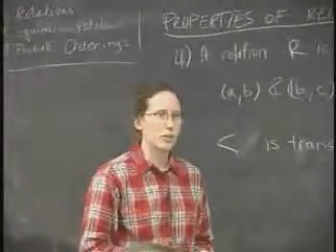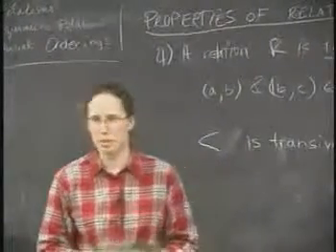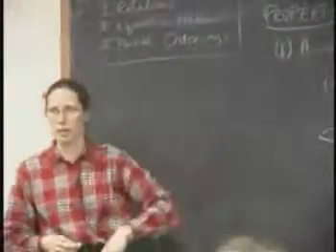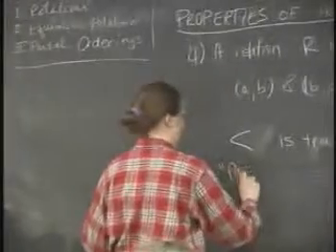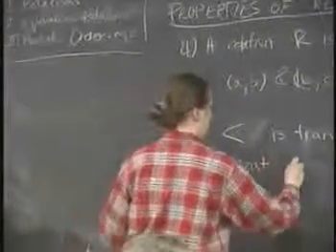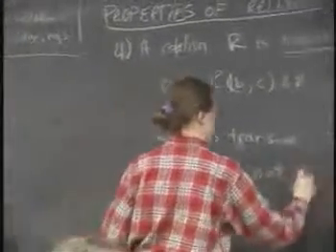So if A is a parent of B and B is a parent of C, that means A is the grandparent of C, not the parent of C. So parent is not transitive.